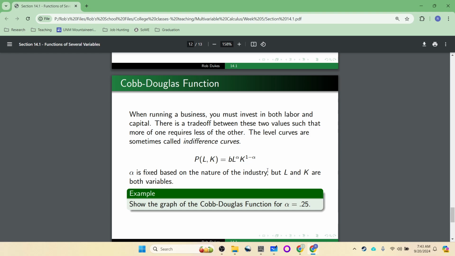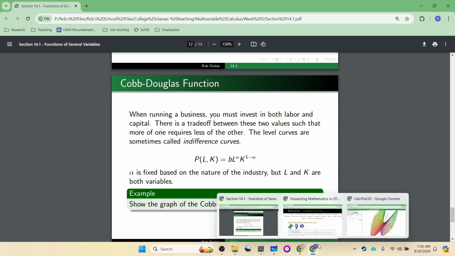Alpha is just based on the nature of the industry. L and K are variables. So when we plot, we can use x and y in place of L and K when we're graphing. So let's see what it looks like for alpha is 0.25. Now, this is not something I would put on a test, but it's just a neat little application.